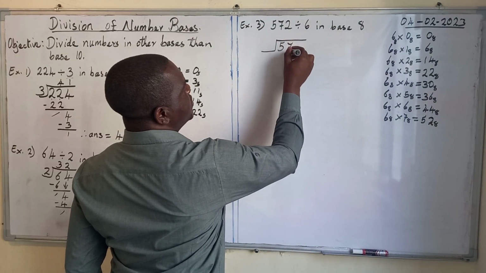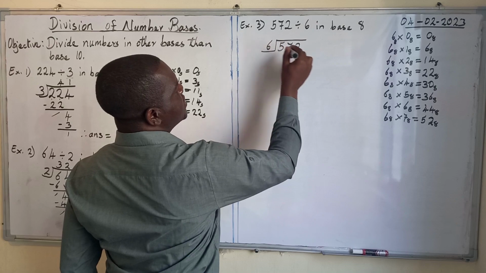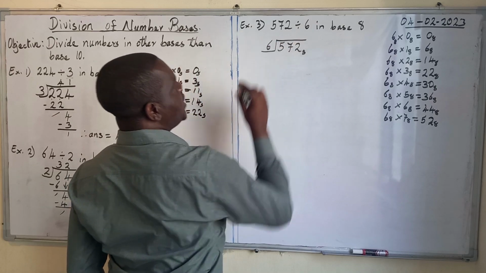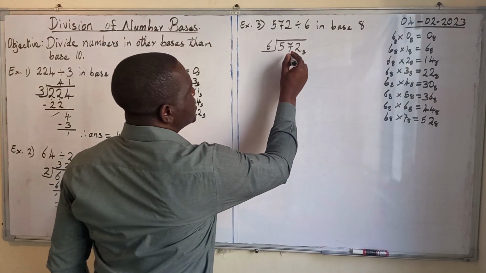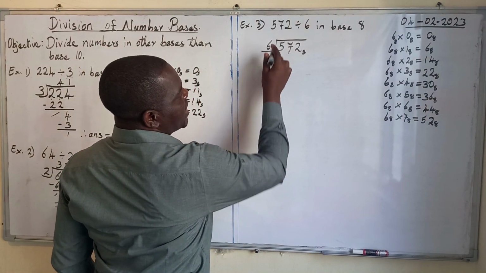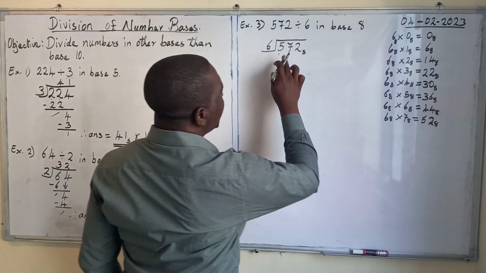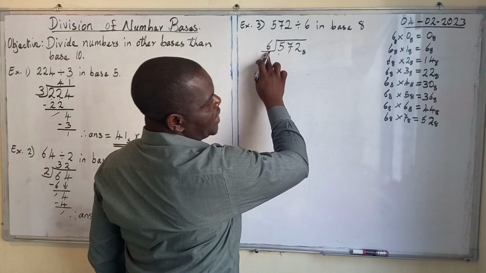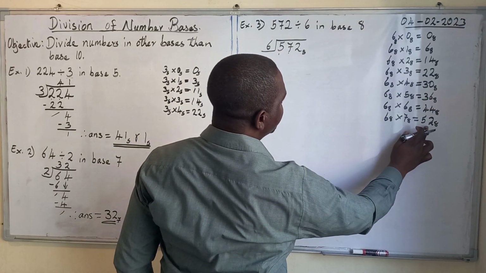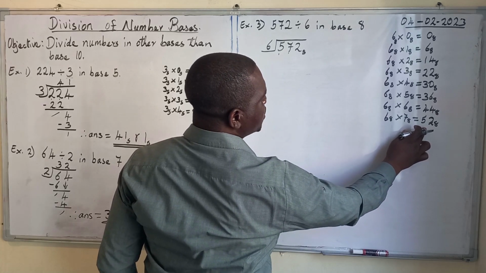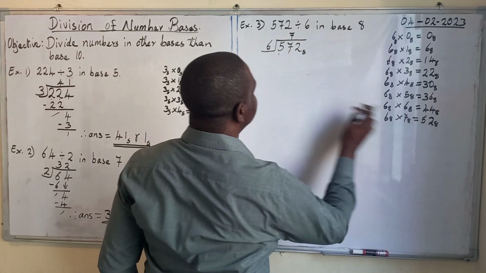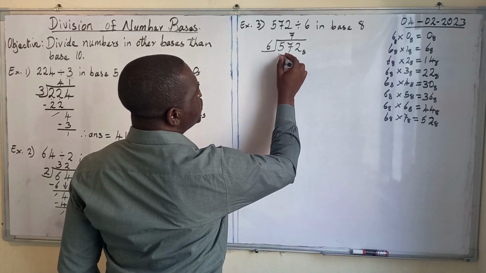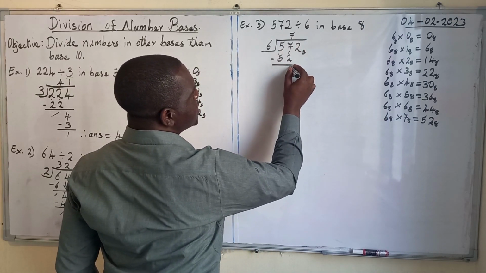572 divided by 6. This is in base 8. 5 divided by 6, it cannot. So we're going to take both numbers. 57 divided by 6 in base 8. So we come to the nearest number here and we'll have 52. So it will be 7 times. 7 times 6 in base 8 is 52. If you subtract, the difference is 5.